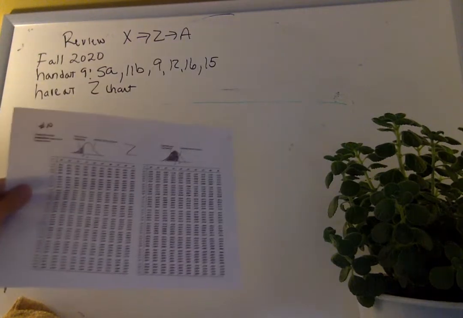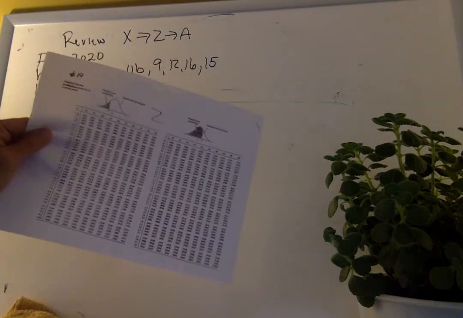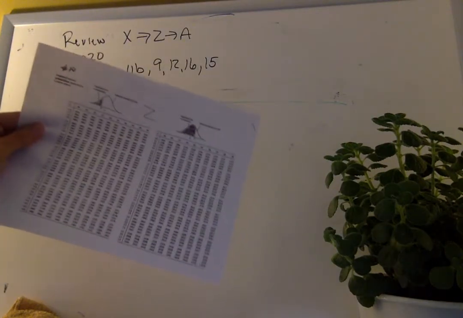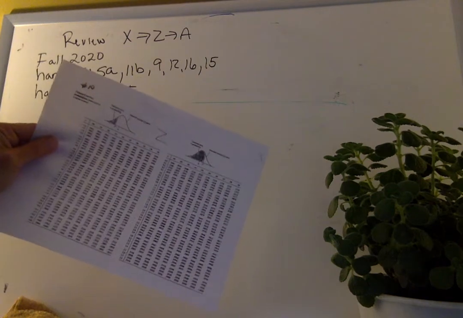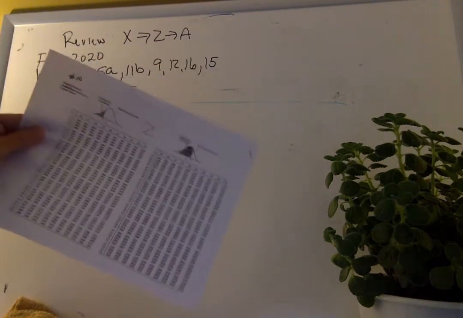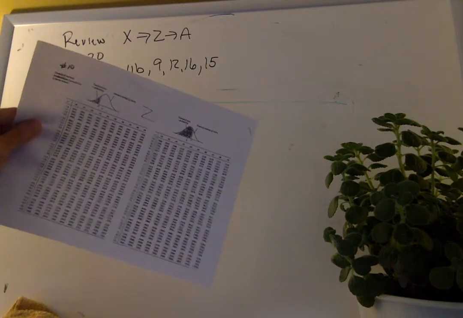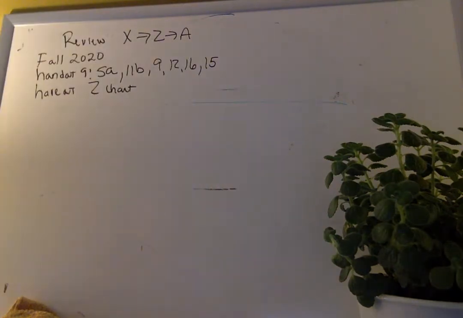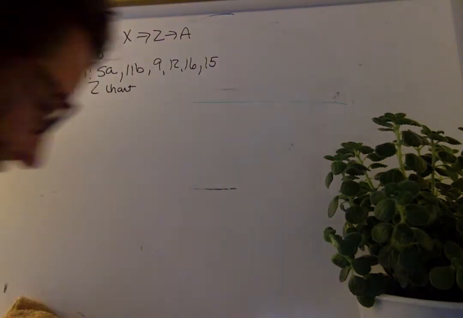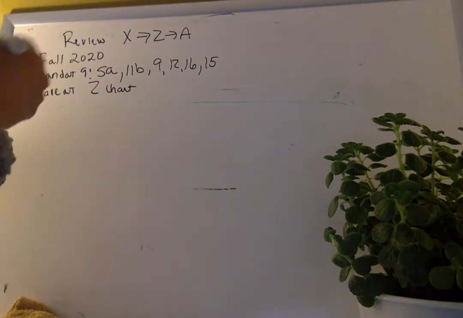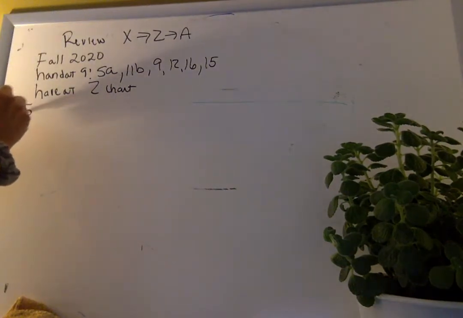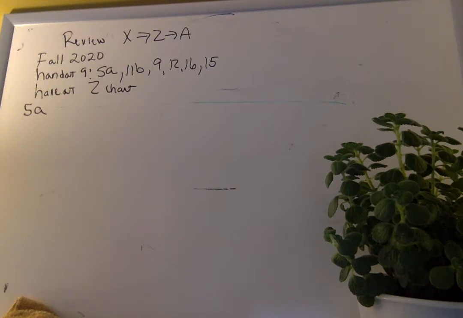Also, make sure you have out the Z-chart. This is the one that I will be using throughout my entire course. This is the one that you'll be using on tests and exams, that type of thing. All right, let's start. So this is assuming you've practiced them. Let's start with 5A.